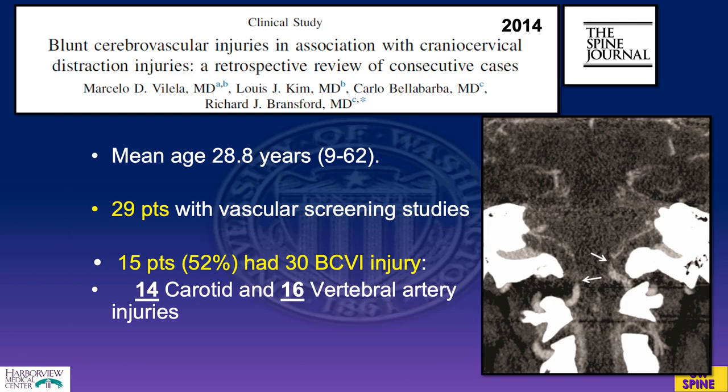We also need to be aware of cerebral vascular injuries. We did this study back in 2014. We had 29 patients with vascular screening, and over half of them had a blunt cerebral vascular injury, somewhere in the carotid, somewhere in the vertebral arteries. These are important to know preoperatively so you know how to manage those, and sometimes maybe a C2 or C1 screw is not going to be an acceptable option. You have to vary your fixation as a result of this.